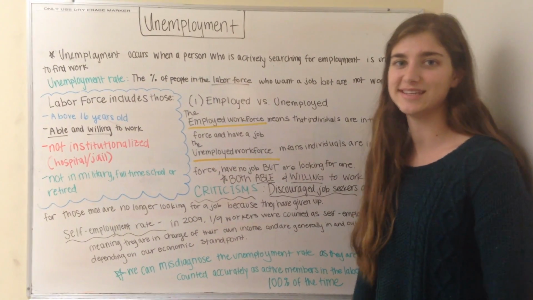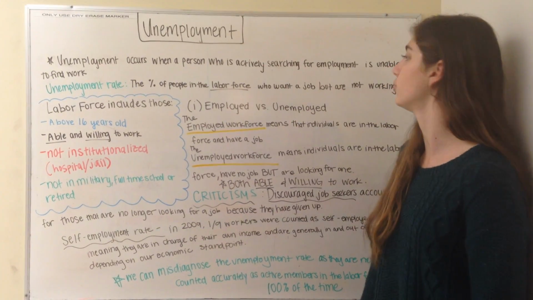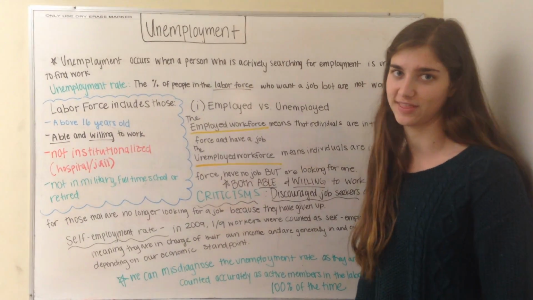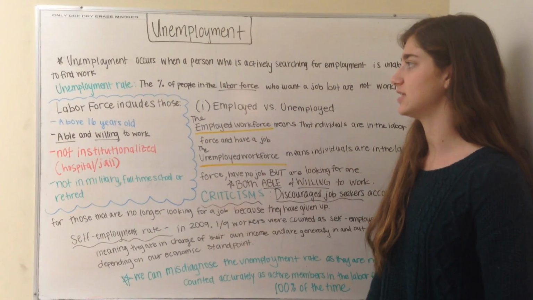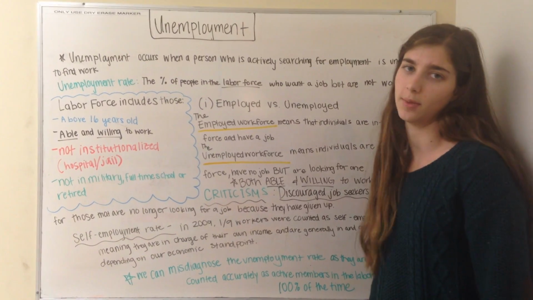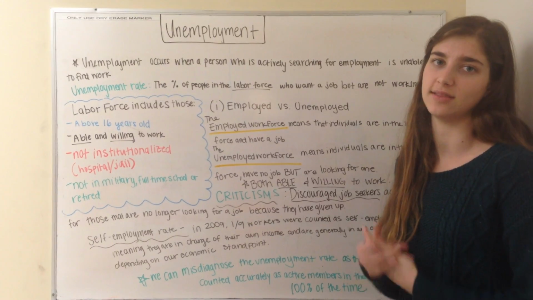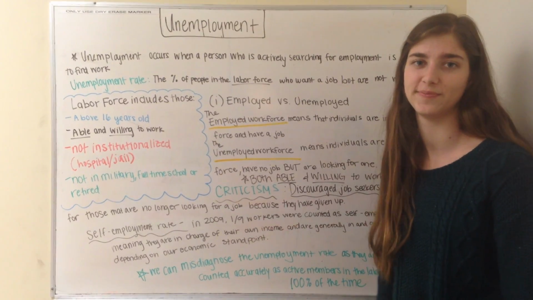So our next concept is unemployment, and unemployment occurs when a person who is actively searching for employment is unable to find work at the time. And that ties right into the unemployment rate, which is the percent of people in the labor force who want a job but are unable to find a job at the time, meaning they are still able and willing to work, but at this moment there are no jobs available.